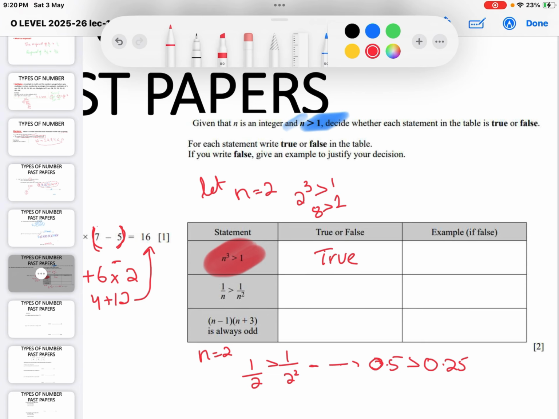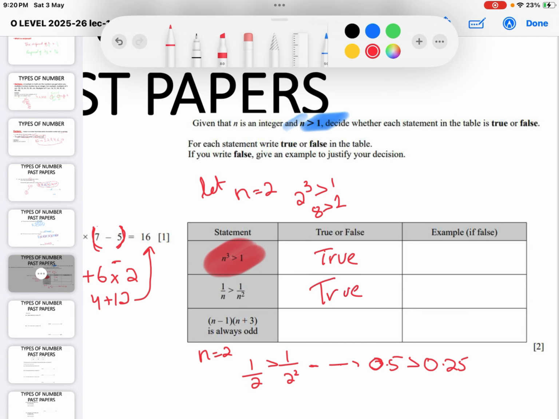We can try one more value as well. If I try 3, so 1 divided by 3 will be 0.3 and 1 divided by 9 will be 0.1. So we have tried two values, so the statement is true. Again we have a true statement, we don't need to write an example.